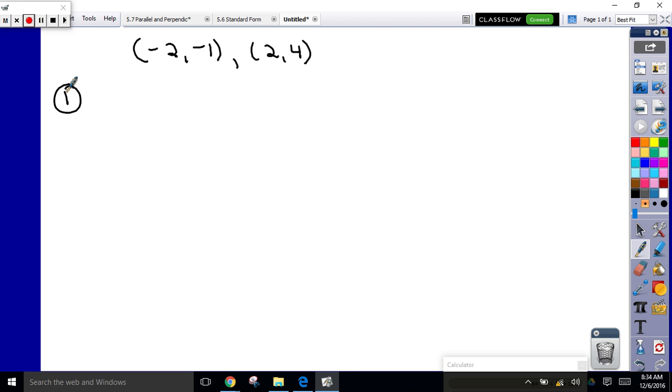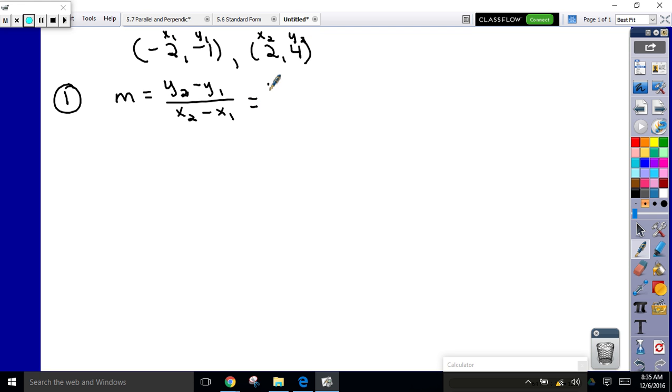So first I'm going to find the slope. Remember that my slope formula is m equals y2 minus y1 over x2 minus x1. And remember that this is x1 and y1. This is x2 and y2. So today's lesson, we'll just kind of review everything, pull it all together.